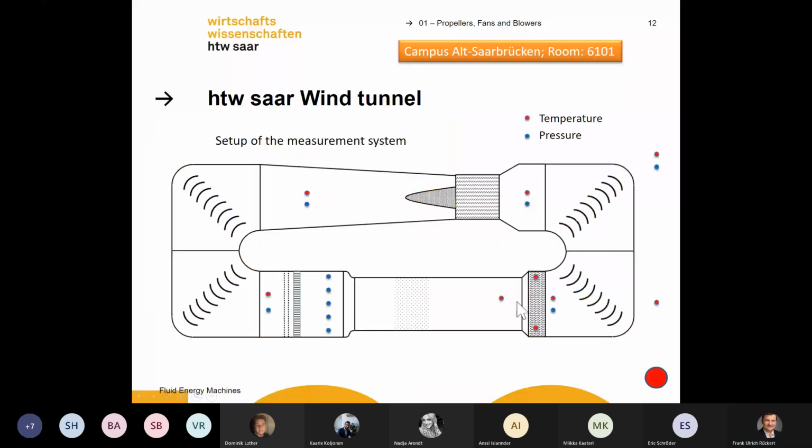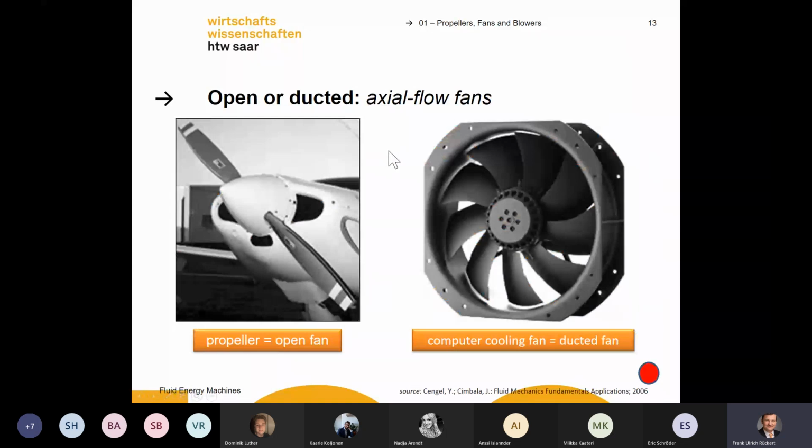Here you can see the tunnel, and we just finished a doctor thesis in this wind tunnel, and we always had a lot of bachelor or master theses. So if you are interested in this kind of research, it's no problem. We can also do some additional research. Okay, so let's have a look at the fans.